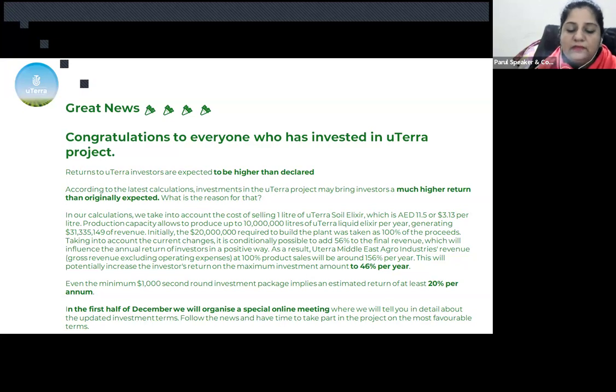So it's great news, and people are understanding the value of this project, and everybody is eager to invest in it. If somebody is still thinking about it, my humble request: be quick, because it is limited. Again, I'm saying it is limited. Just estimate how much profit you want as ROI and which package suits you. Go for that, because it's a grand project.